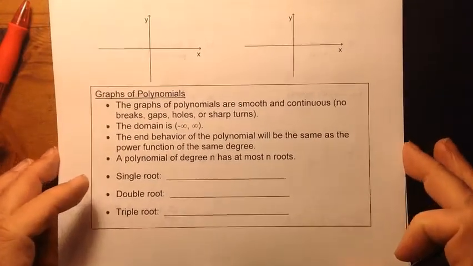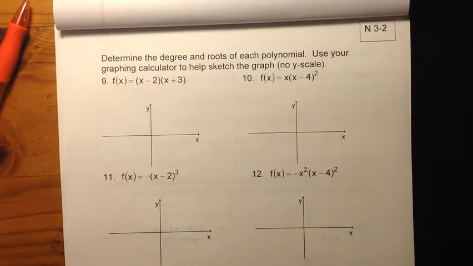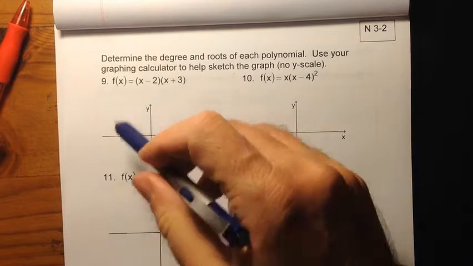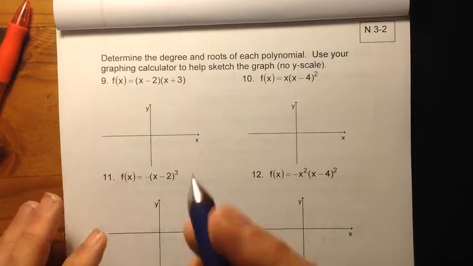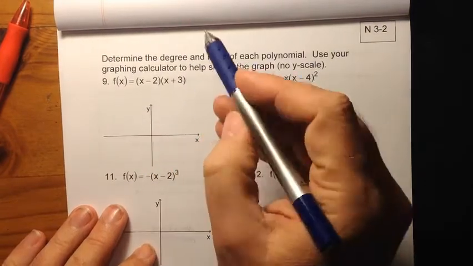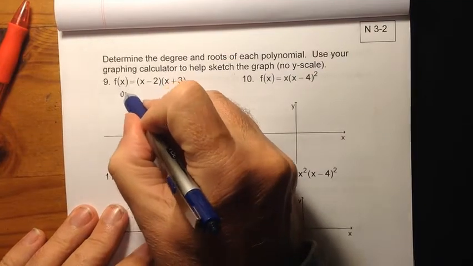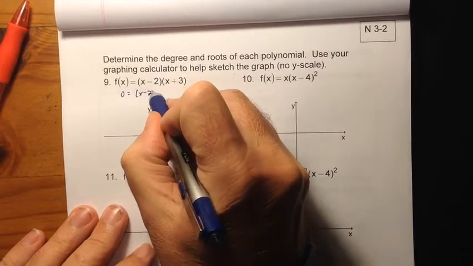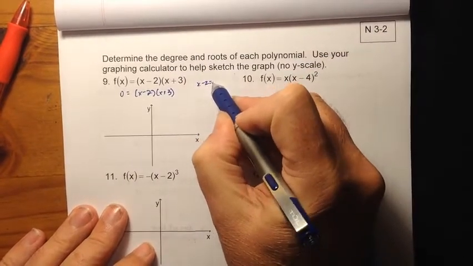So, determine the degree and roots of each polynomial. Use your graphing calculator to help sketch the graph, no y-scale. So we're not worried so much about how high and low it goes. We're just mainly worried about where it's crossing the x-axis here. So, if I put this equal to 0, to find where it crosses the x-axis, I can say 0 equals x minus 2 times x plus 3. And I'm going to get x minus 2 equals 0.